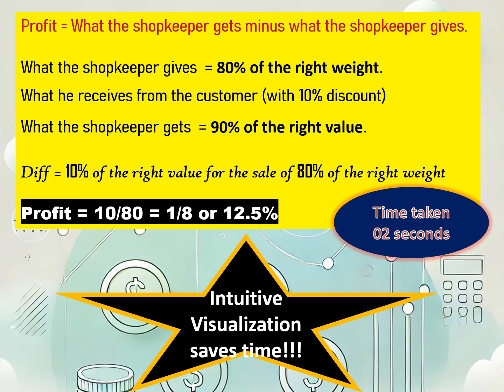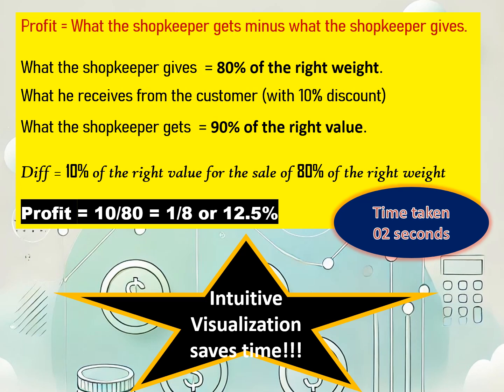So the shopkeeper with a faulty balance gives 20% less. That means he gives 80% of the right weight. And what the shopkeeper gets after giving 10% discount is 90% of the right value. So what is the difference? 10%. You give 80%, you get 90%. The difference is 10%, but 10% is for 80% of the right weight, not the full weight. Your transaction is only 80% of the right weight.